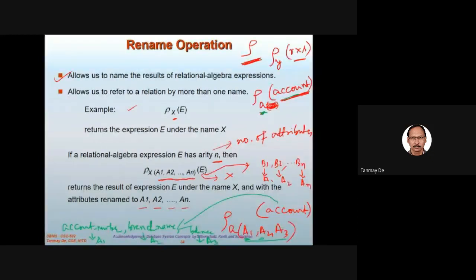And if we want to rename the attribute names, then they are mentioned inside the bracket after the new name. Is it okay? Yes or no? So that means this X is the new name and E is the expression. For example, account is the expression and A is the new name. What is the new name of the account? A. Okay.